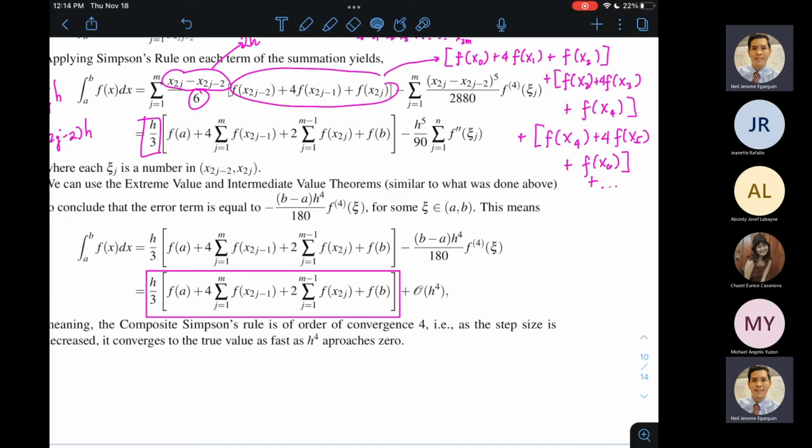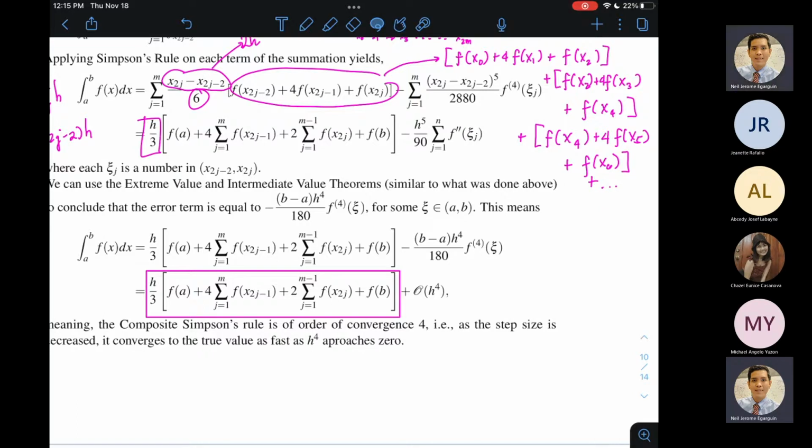But I hope the derivation is clear because in the problem set, you might be asked to derive the composite rule para dun sa isa sa mga rules na nabanggit natin kanina, all right? Or nabanggit natin last time, right? Meron tayong 4 na open formulas at meron tayong 3 or 4 din na open formulas. But the derivation would be similar to what was done for the composite trapezoidal and the composite Simpsons. Okay?